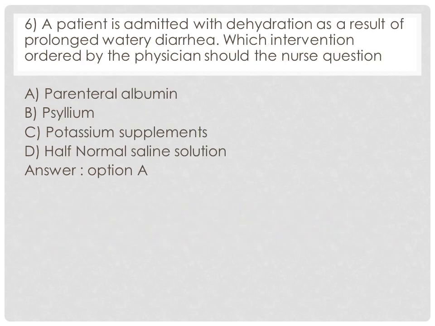A patient is admitted with dehydration as a result of prolonged watery diarrhea. Which intervention ordered by the physician should the nurse question? The options are A. Parenteral albumin, B. Saline, C. Potassium supplement, and D. Half normal saline solution. The answer is option A. Parenteral albumin.